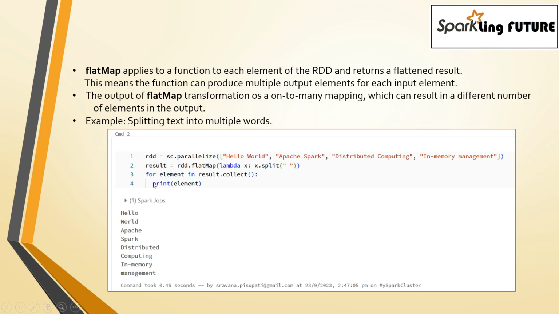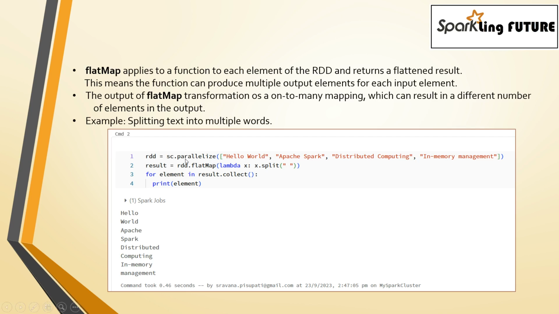And flat map applies a function. Again, it is also the same, like for each element of the RDD, flat map will be applied, but it returns the flattened result. Means it's a one-to-many mapping. It's not one-to-one as map, okay. It is one-to-many mapping. So, what does it mean? If you are sending a string, example I have taken, if you are sending one string here, it will convert that into multiple words, from one line to multiple words, okay.